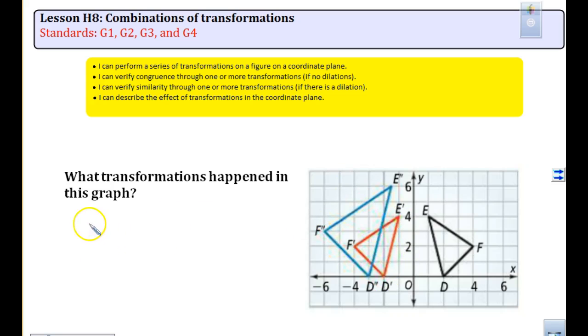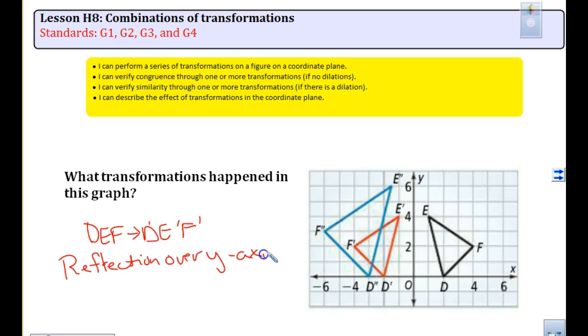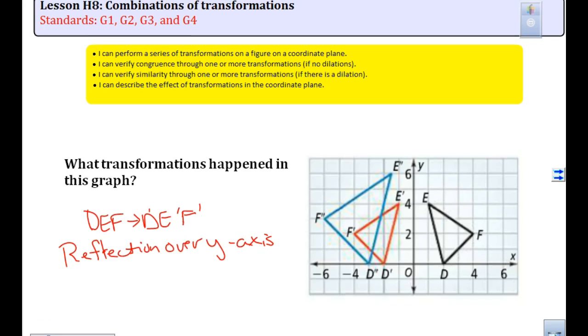What looks like happens from DEF, if I'm looking at that, to get to D prime, E prime, F prime? Aaron? Looks like, if we are looking at our transformation, we want to put a reflection over the y-axis. Now, this is like some of those last questions in our homework, and I've had people look at this and say, oh, well, now I know there's a size change. And I had some people put down, oh, it's like a size change of 2 or 3.